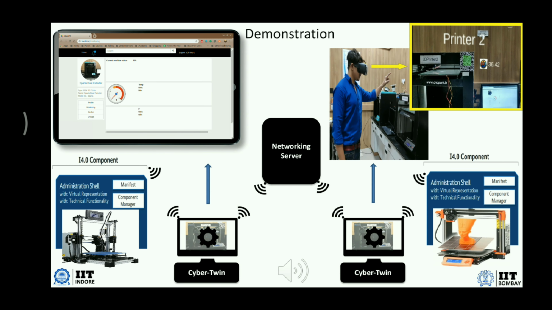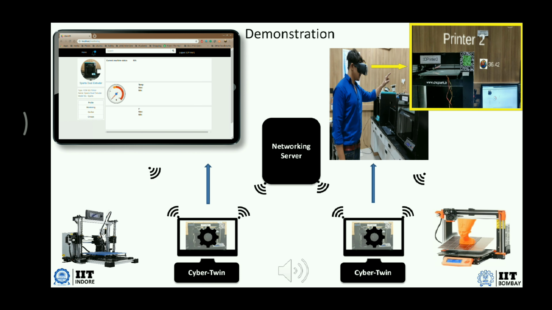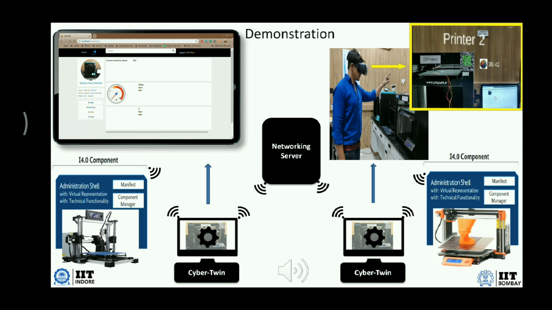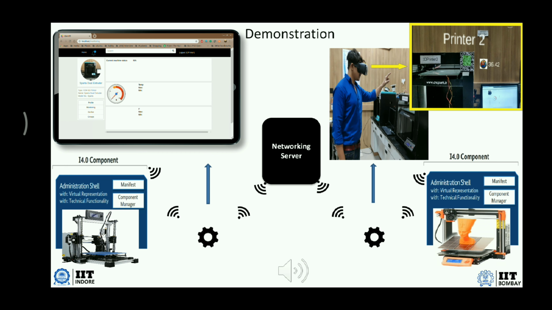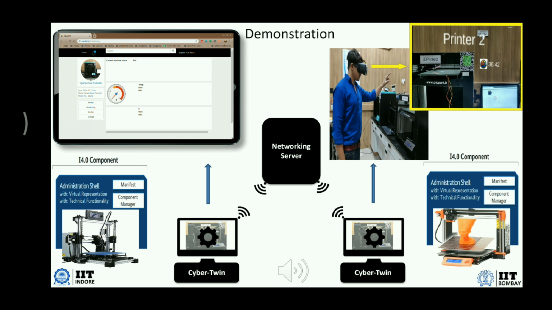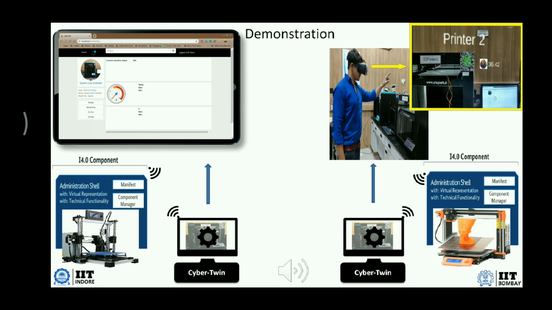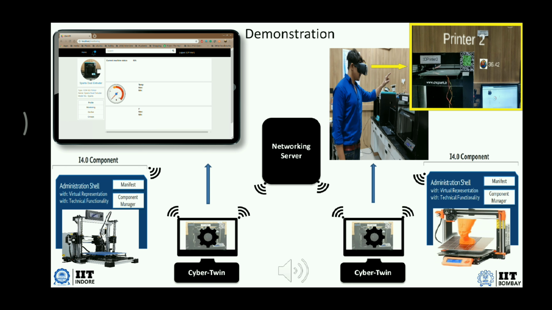In our demonstration we are considering two 3D printer machines. Each machine has an assets administration shell. Respective machine running CyberTwin. Assets administration shell connected to the CyberTwin with application programming interface, API. CyberTwin connected to the networking server with API. Networking server facilitates communication between machine and social manufacturing. User can make request to networking server.